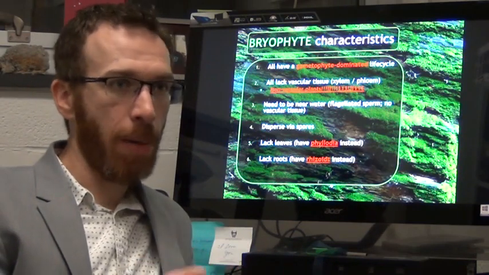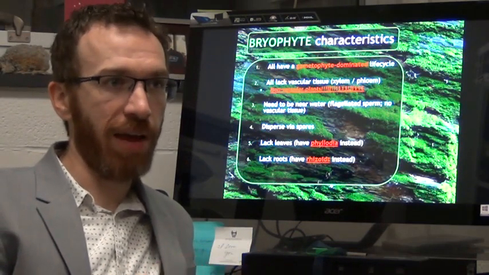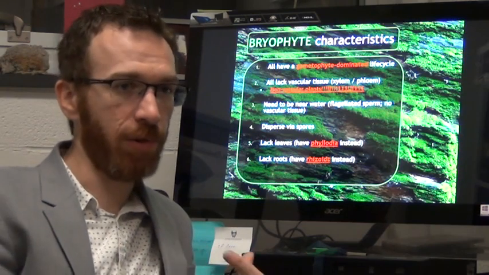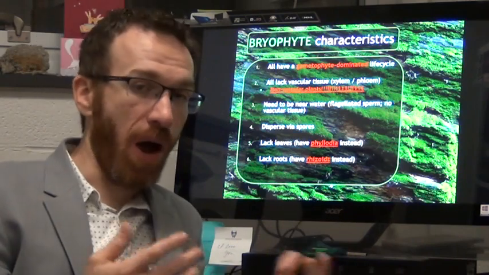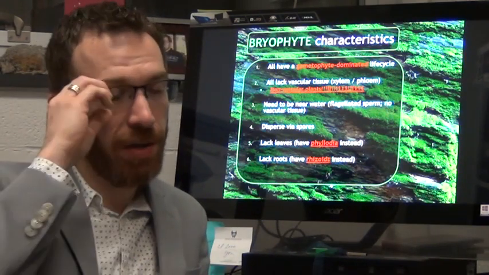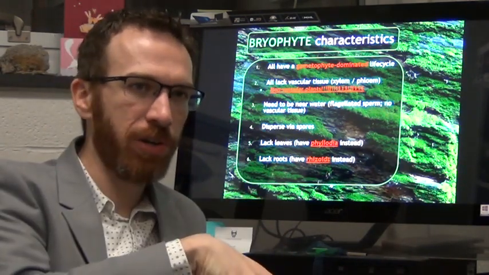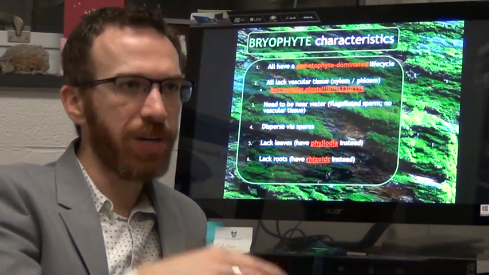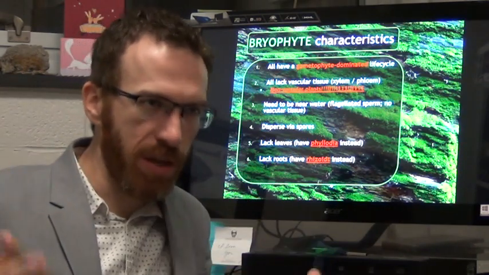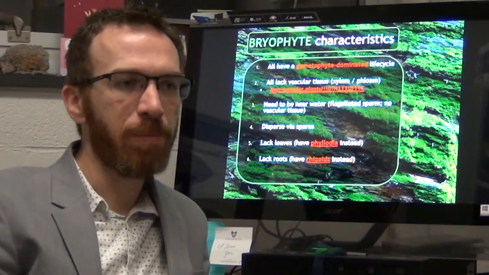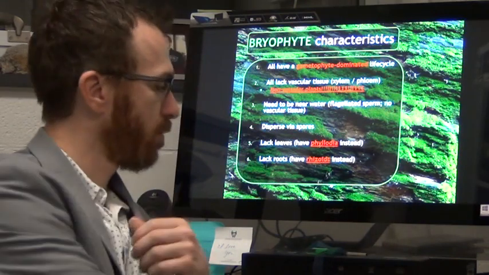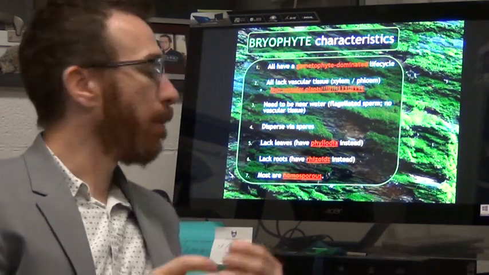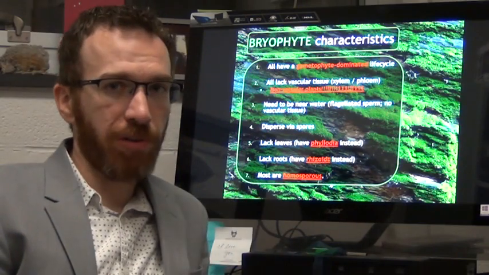Roots, technically, are structures that have vascular tissue, xylem and phloem. Since they don't have that, we call them false roots, rhizoids. Rhizoids are basically anchoring structures, which help with taking up water through osmosis, but since they don't have vascular tissue, we can't technically call them roots. Okay? And lastly, most are homosporous.